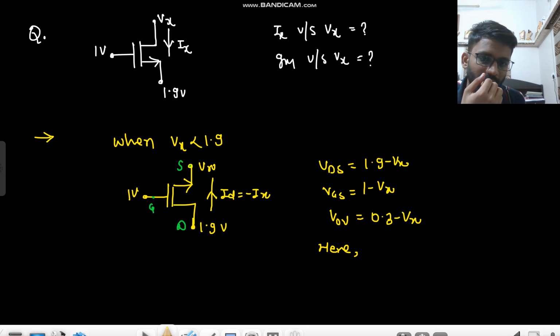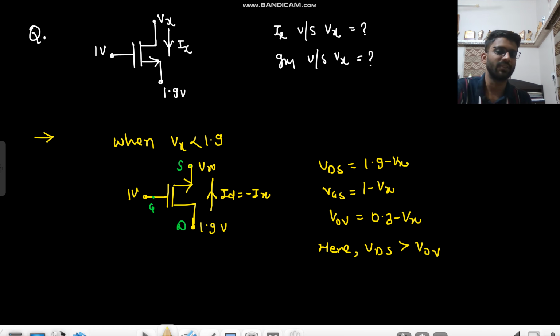Here your VDS is always greater than V overdrive, right? 1.9 minus Vx is always greater than 0.3 minus Vx. You don't need to think that it is depending on Vx. Take Vx equals to 1 volt. 0.9 will be always, we can't take Vx equals to 1 volt. Take Vx equals to 0.2 volt. 1.7 will be always greater than 0.1, right? It is not depending on Vx. Just simply write what is VDS, 1.9 minus Vx, what is V overdrive, 0.3 minus Vx.